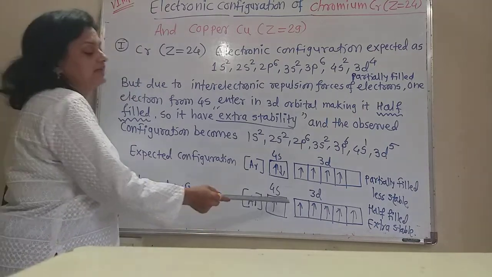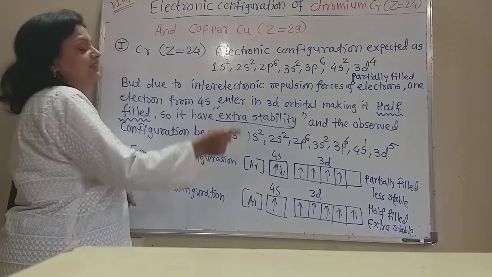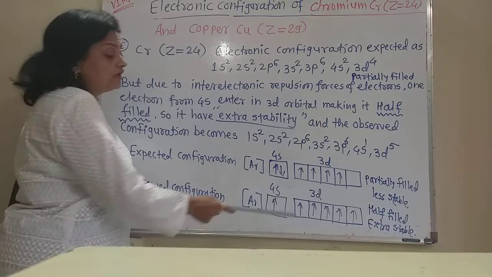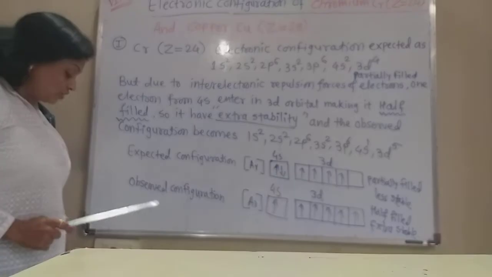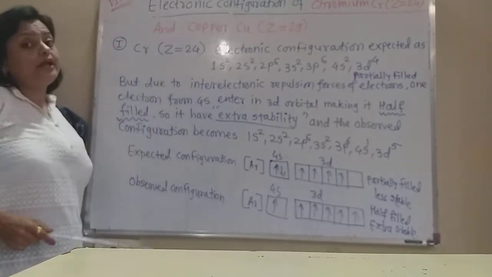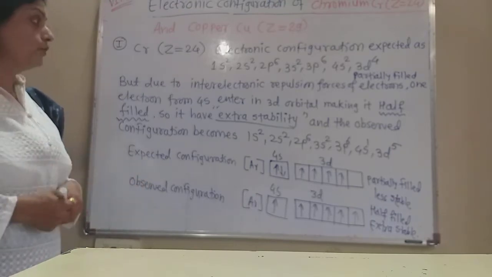also half filled. This is also a half filled orbital. Both half filled orbitals are more stable than one completely filled and one partially filled orbital. So these both half filled orbitals have extra stability. So chromium, having atomic number 24, has a somewhat different configuration than the expected configuration.